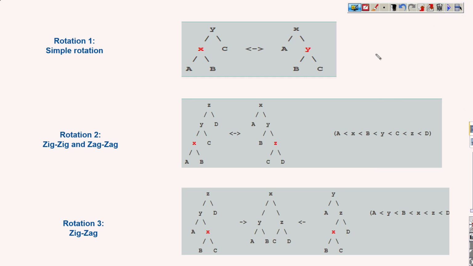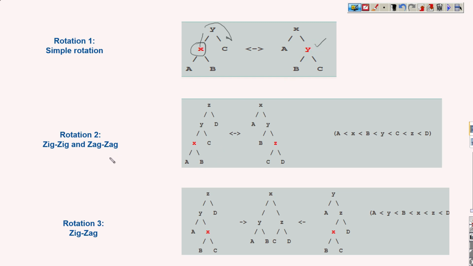In order to understand how splaying works, we need to understand how the rotations are performed in the splay tree. Splaying is a term I am using that means we are moving an element or any node to the root. That is called splaying. Rotation 1 is a simple rotation that we have already discussed in AVL and other trees. If I want to splay x, then x is going to move towards the root, meaning x moves here and y comes down, and you can see this is straightforward.